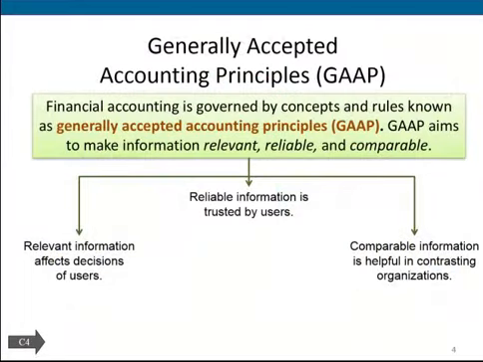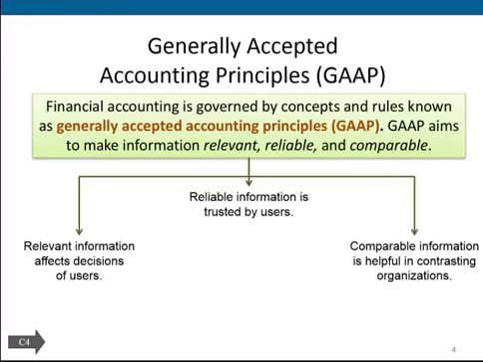Financial accounting is governed by concepts and rules known as generally accepted accounting principles, and that's shortened to GAAP. You'll hear this for the rest of your business education, the word GAAP. As we start to talk about how to record transactions, there's a lot of rules that are set forth for us so that we know how to actually record transactions.